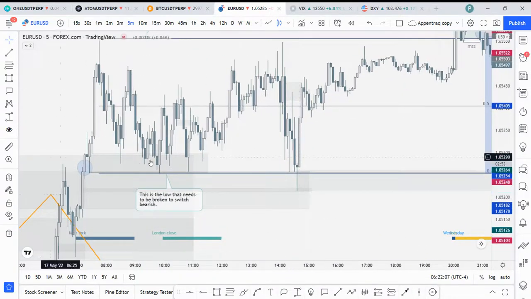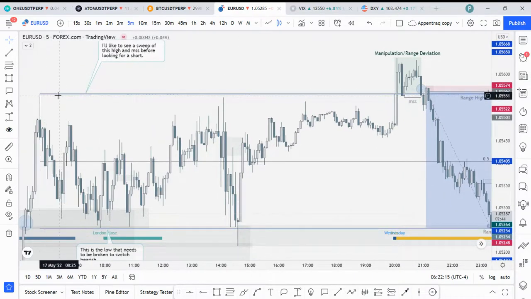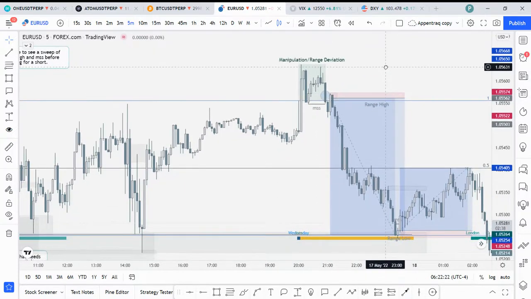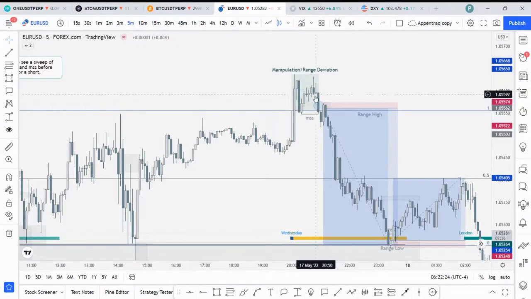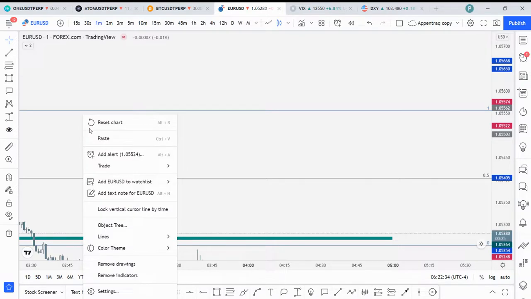So this low was swept, the liquidity was taken, then I started waiting for a sweep of the range high. That happened. We had a sweep of the range high. The next thing you want to wait for is for price to deviate back into the range. Let me go to the 1 minute time frame so that I will show you.